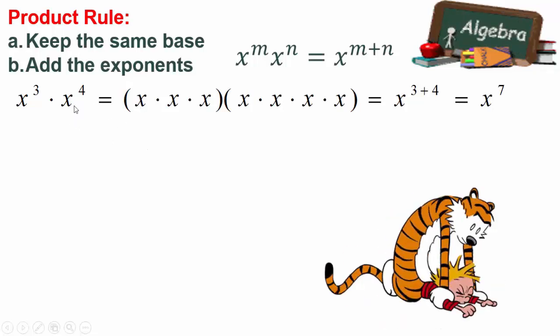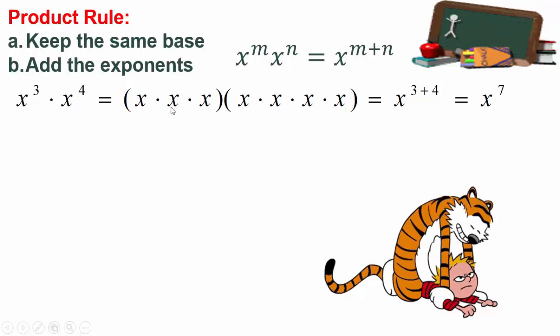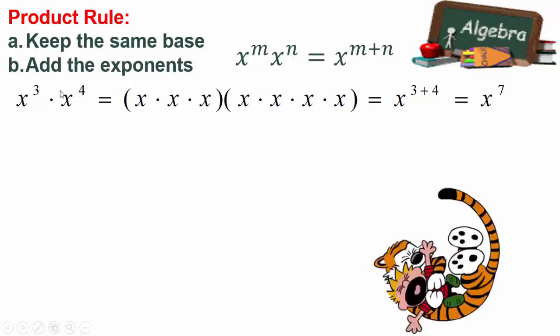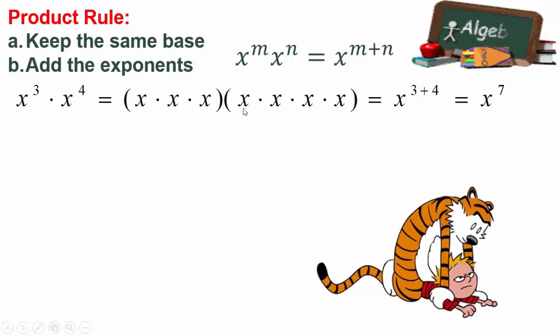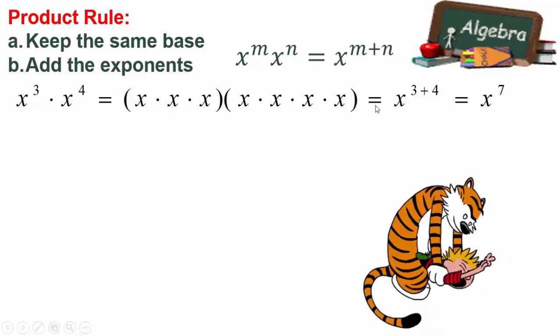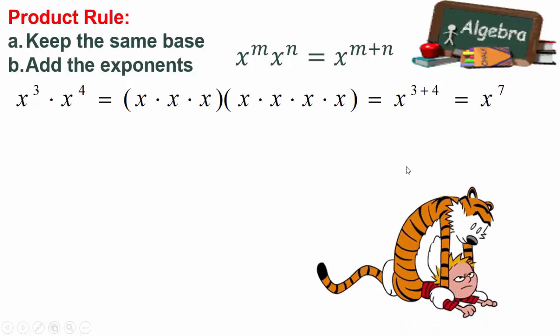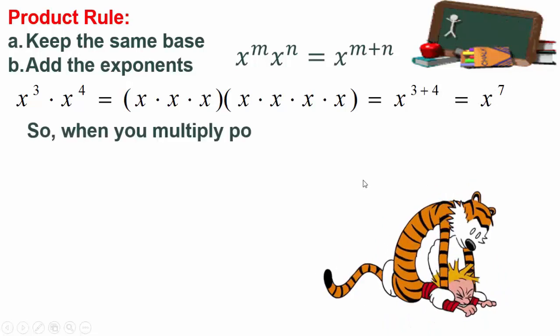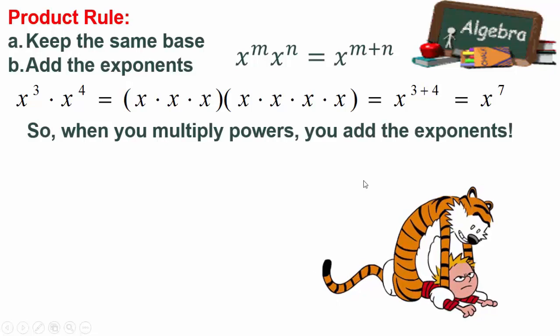For example, this just shows how it works. So here is x cubed, 1, 2, 3 x's, and x to the fourth, 1, 2, 3, 4 x's. So if we add those, this would be x to the 3 plus 4, and that would give us x to the seventh. So when you multiply powers, you add the exponents. So let's look at a few exercises.